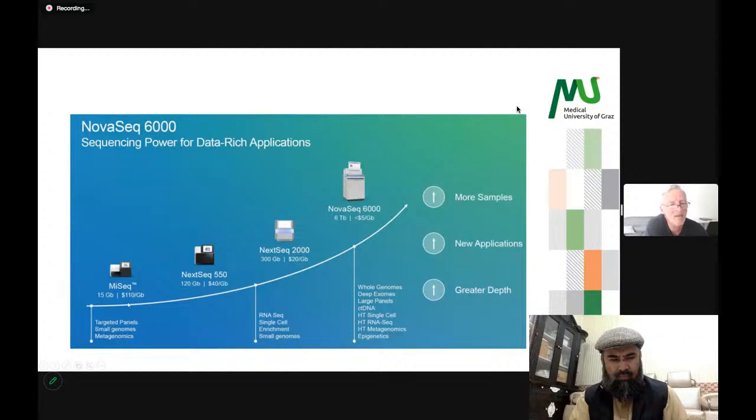Only a little bit we use these smaller machines for targeted panel analysis, mainly in cancer genetics, because here we know all the major genes which are responsible for hereditary cancer syndromes, and this is a very cheap approach to gather this important diagnosis for the patients.